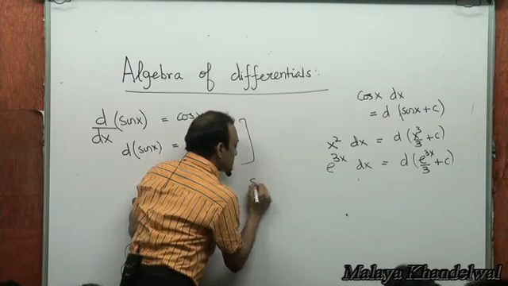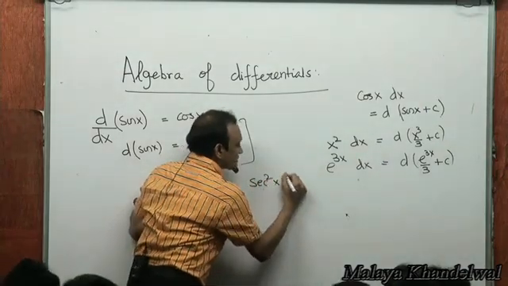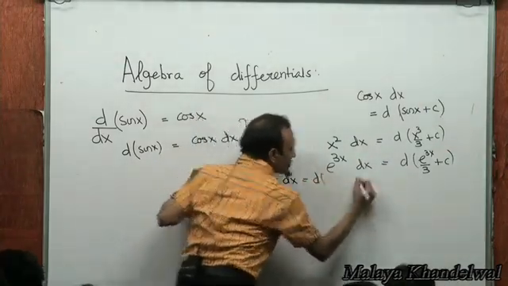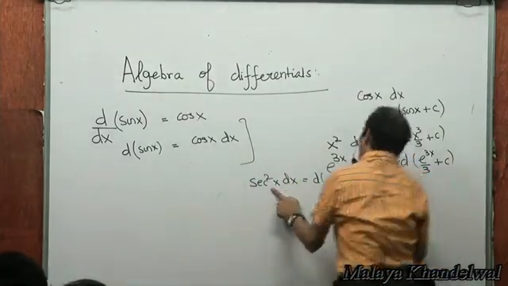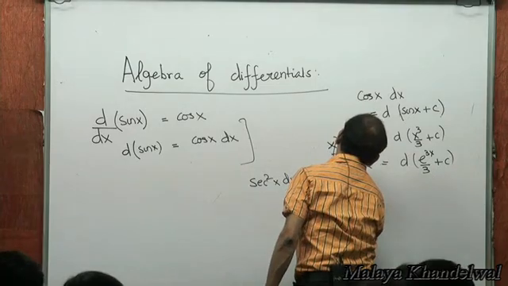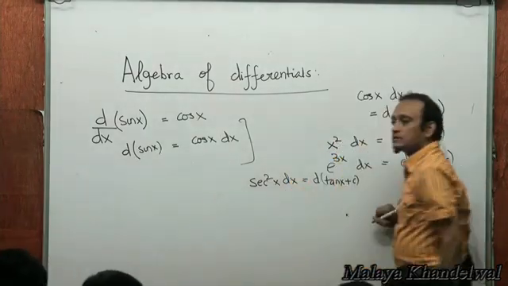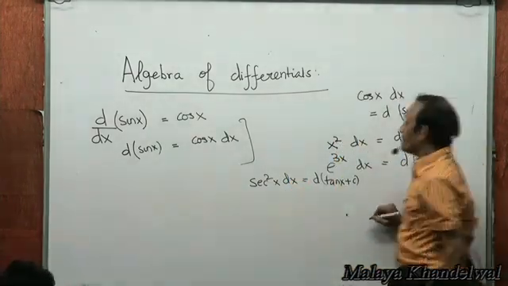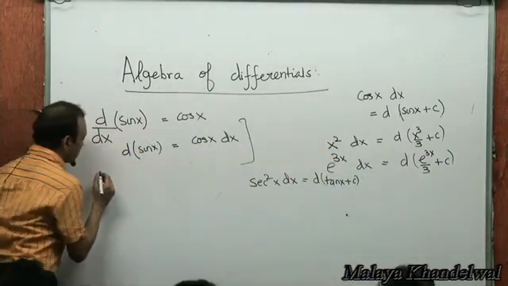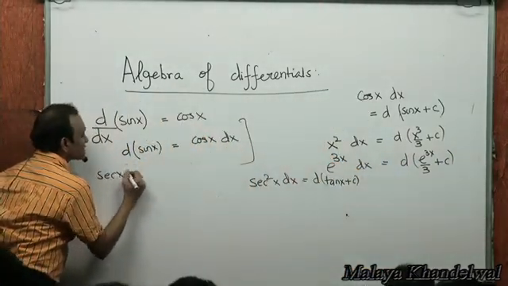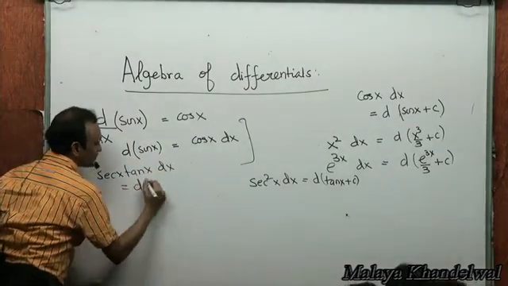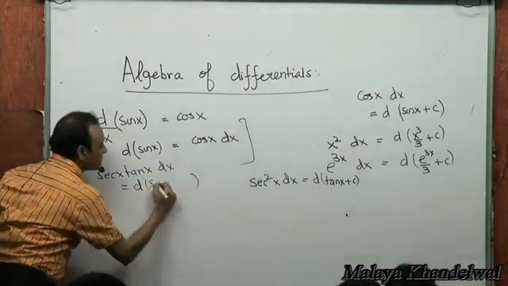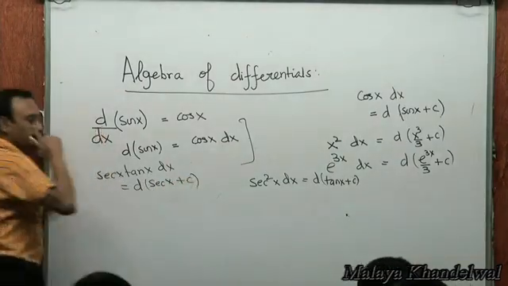Suppose I had sec squared x dx and I want to write it as d of something, then what would this be? The integral of sec squared x, which is d of tan x. Plus c or not c, it does not matter. Suppose I had sec x tan x dx and I want to write it as d of something. What would this be? D of sec x plus c.